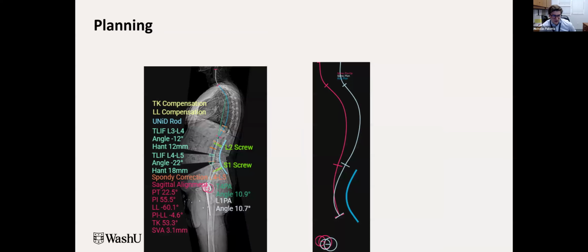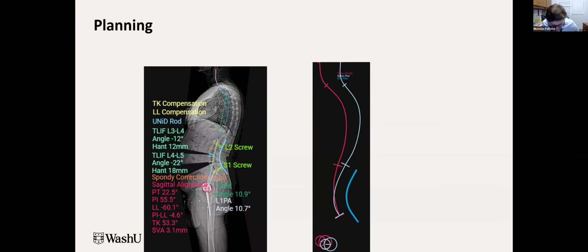And so this was sort of the planning. I didn't really think there was going to be any possible correction at the lumbosacral junction. I'd planned an interbody at L4-5 and some posterior column osteotomies above this. And this is what I came up with. I thought it would be somewhat difficult.